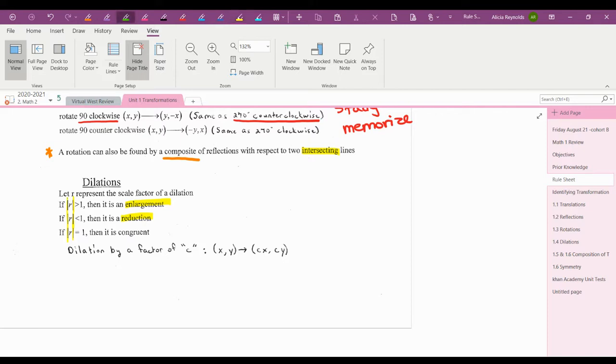What is going to matter here is, is it greater than 1? So if it's a fraction, then it's going to be a reduction. So if I multiply something by a half, it's going to get smaller. If I multiply something by 2, then it's going to get bigger. So understanding that our notation here is we would multiply C, R, whatever the variable is for our scale factor, to assess the dilation.